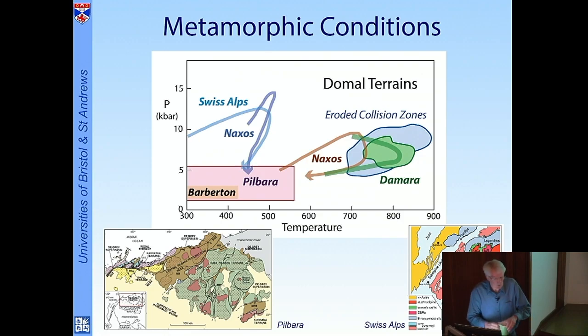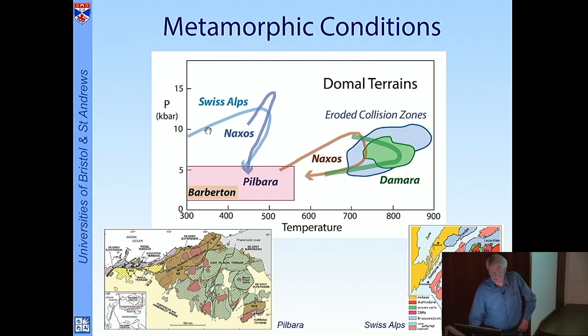What about metamorphism? Here's a PT plot. Pressure against temperature. Most estimates for the Pilbara and the Barberton are in this box. If you're really adjacent to a magmatic body, this temperature will go up. But these are mostly relatively low pressure assemblages. What can we take from that?